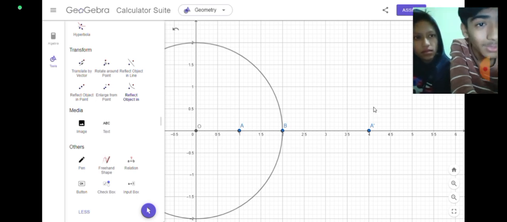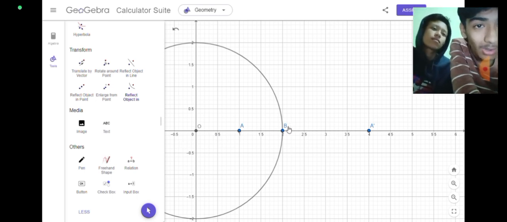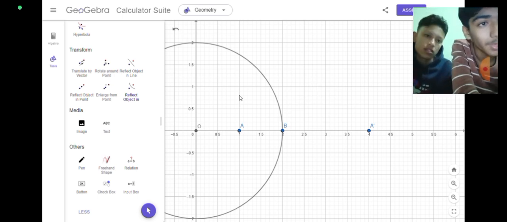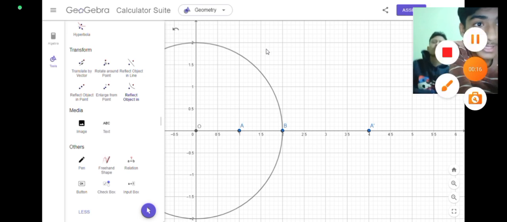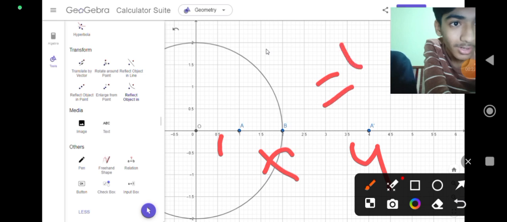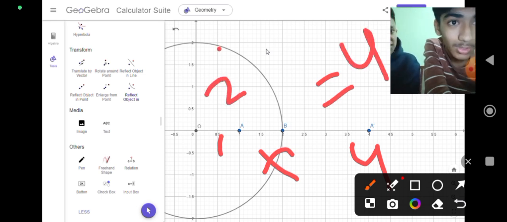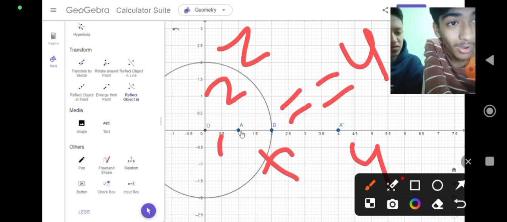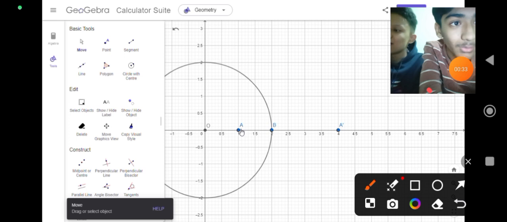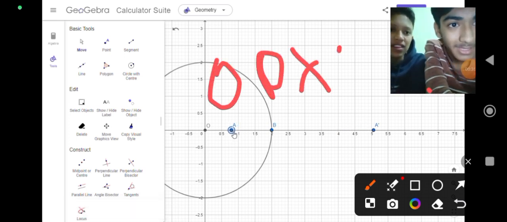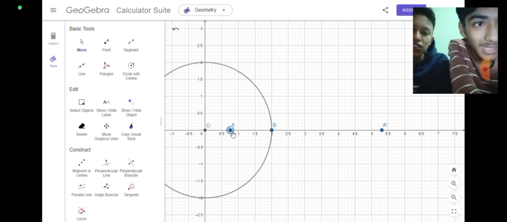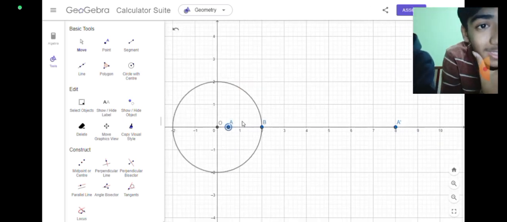Now here you can notice something. Here the distance of A from the origin is 1 unit and the distance of the image A dash from the origin is 4 units. Now let's multiply this: 1 times 4 is equal to 4, and we have radius 2. 2 square is also equal to 4. Have you remembered something? Yes, we have read that OP times OP dash is equal to R square. So yes, it is true. Image distance times object distance is equal to square of radius.